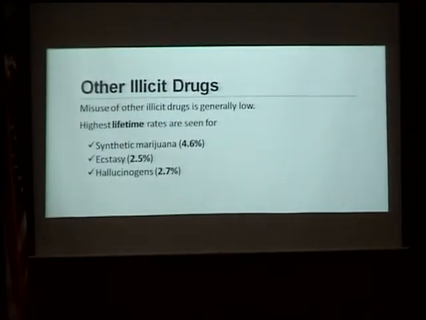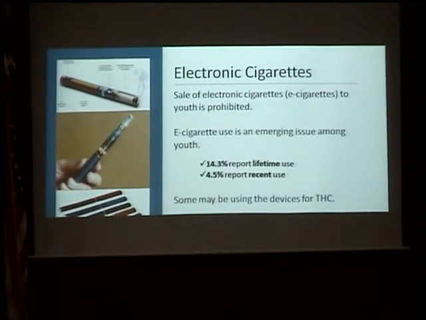So in terms of other illicit drugs, misuse of other illicit is generally low. And there you can see the percentages there: synthetic marijuana, ecstasy, and hallucinogens. We also ask about e-cigarettes, which is new to our survey the last few years. It is not considered necessarily a tobacco product, so it does have its own separate category. And we are seeing the rates of use going higher every year with the use of e-cigarettes, and not just for the tobacco or the oil, but also being used for THC, smoking marijuana in the e-cigarettes.